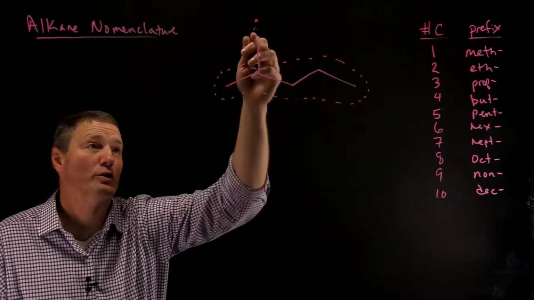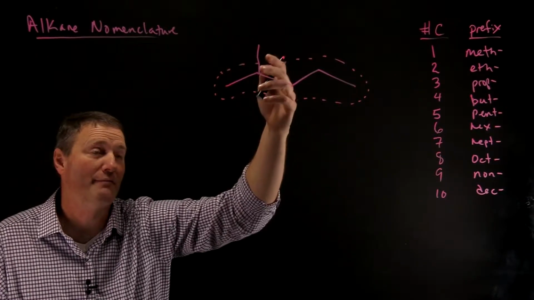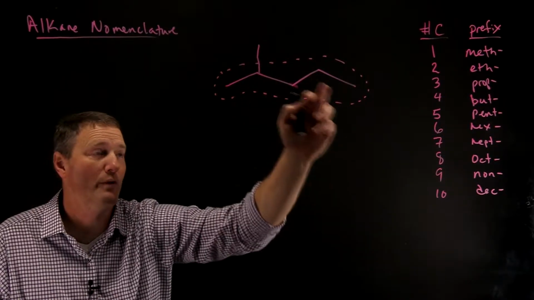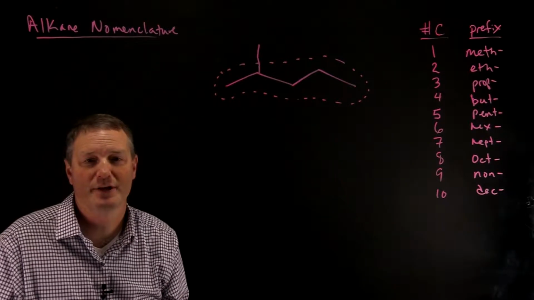Now I could have also drawn it this way, but you'll notice that that would have the same number of carbons. It would have 5. So I have a total of 1, 2, 3, 4, 5. So that's the first step, is identifying the longest continuous carbon chain.